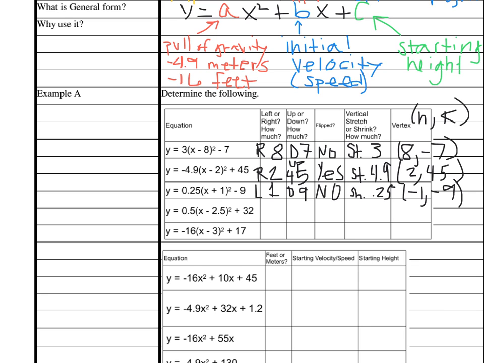For these next few, they are in general form, so we will be using this equation up here to answer the questions. So right away I see negative 16, which if I look, I wrote right here, negative 16 feet.